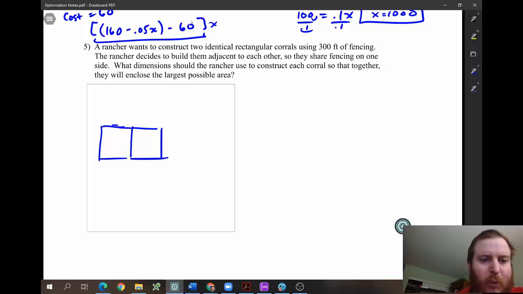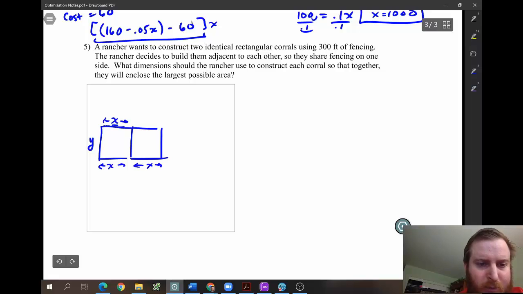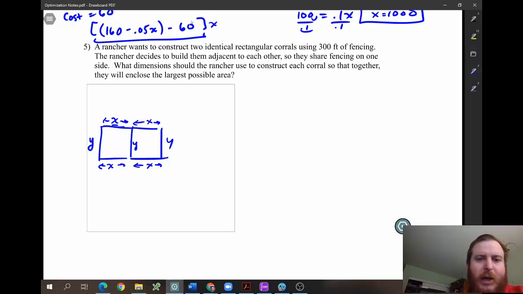So if we call, they're identical, so if we call this x and we call this y, then we know that this is also x, this is also x, this guy's y, this guy's x, and this guy's y. And so that kind of helps us out a little bit. And he wants to construct it so that it has the largest possible area. So what would our area be?